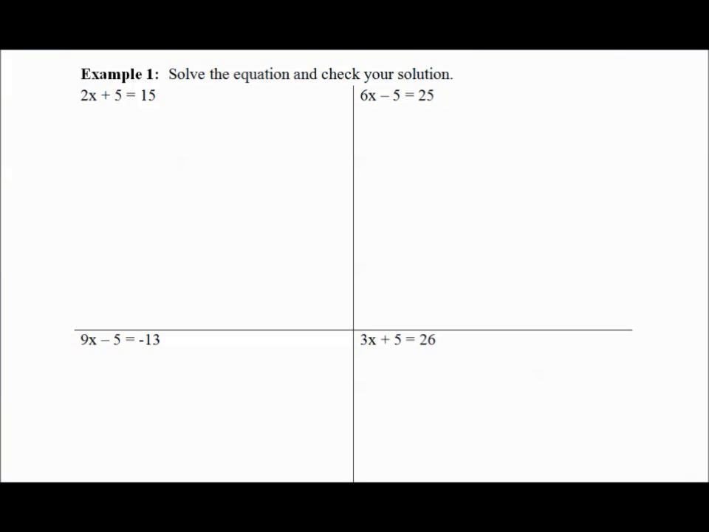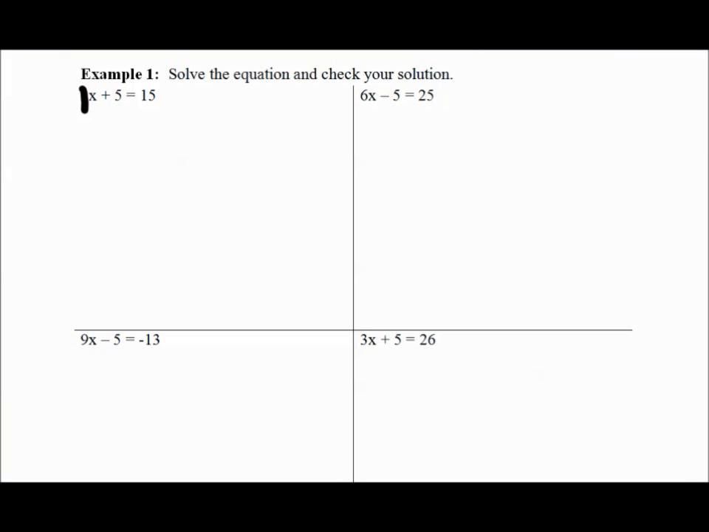If you look at the problems in this example, you probably noticed that they look like a combination of lessons 2.1 and 2.2 put together. For instance, let's take a look at the first one. I have 2x plus 5 equals 15. If I were to take away this coefficient, the 2, I'm left with x plus 5 equals 15.